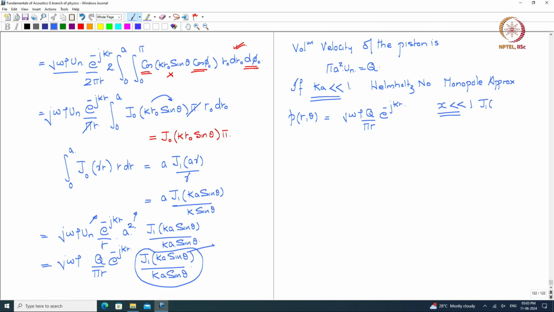J 1 of x approximately becomes equal to x by 2. So if we now use that, this becomes Ka sin theta by 2 and we have Ka sin theta, then this goes with that and I get j omega rho Q by twice pi r e to the power of minus j k r, which is twice the pressure due to a monopole. So this is like a monopole placed in a baffle.